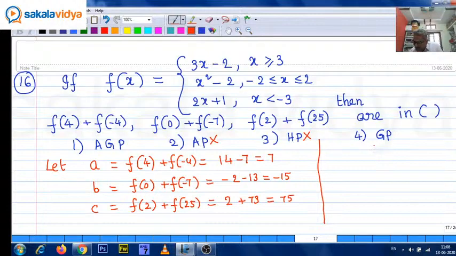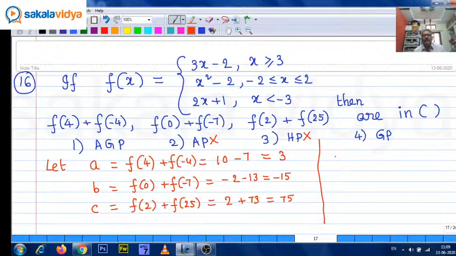B equal to how much? Suma, 3. I will check f of 4. F of 4 is 12. I will check it now. F of 4, 12 minus 4, 3 times 4 is 12, 12 minus 2 is 10. Minus 4 means minus 8 plus 1, minus 7. Absolutely correct. Wonderful.